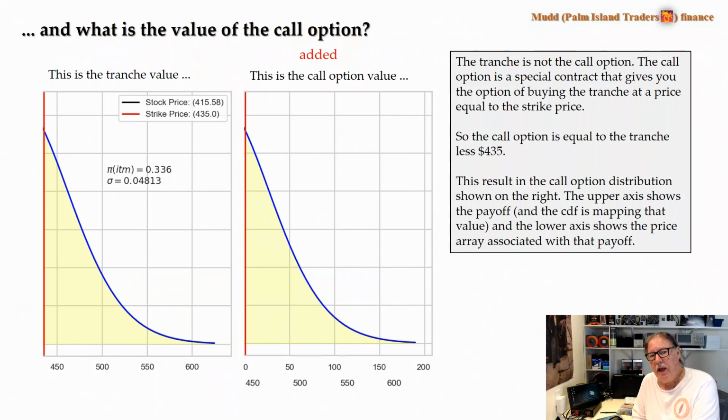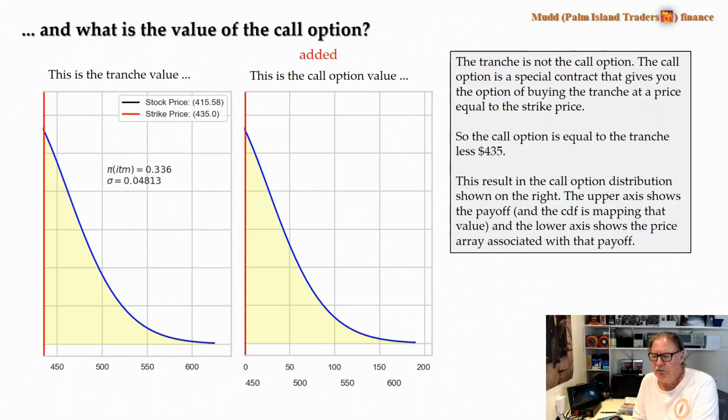And so therefore the actual value of that contract has to net out the cost of engaging in the contract, because of course the call option that we're talking about here gives you the right to buy the call at 435. And so the call option is equal to the tranche less $435. Now, mathematically, all that means is we shift the axes in this mapping there, and you convert that from the tranche value to the call option value. And if you were integrating, you would make a similar adjustment, of course. So the result in the call option distribution is shown on the right side of these two.